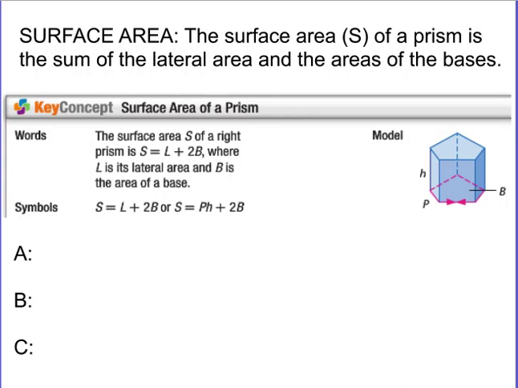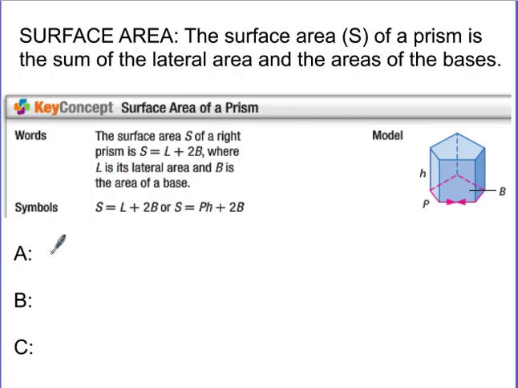Now we're going to talk about surface area. Surface area is always abbreviated with a capital S. So the surface area of a prism is the sum of the lateral area and the area of the bases. We already know how to find the lateral area. That's what we just did. Now we're going to add to that the area of the base. And since there's a base at each end, we've got to multiply that area by 2. So we'll have the lateral area plus the base area equals the surface area.